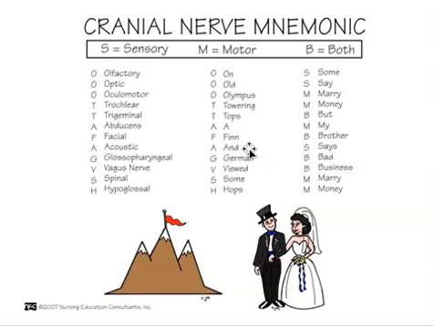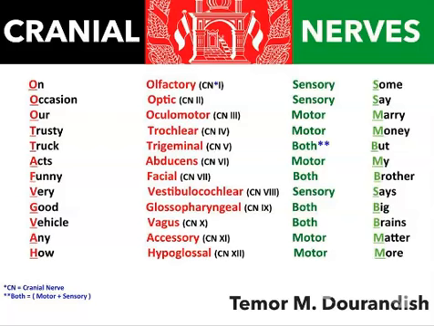But I also need a saying that's going to help me remember which ones are sensory, which ones are motor, and which ones are mixed. And here's another saying to help me do that. This one says, "Some say marry money, but my brother says bad business to marry money." Again, this one's really old. I don't use this one myself to remember sensory, motor, and mixed. I use a different one that's shown right here.